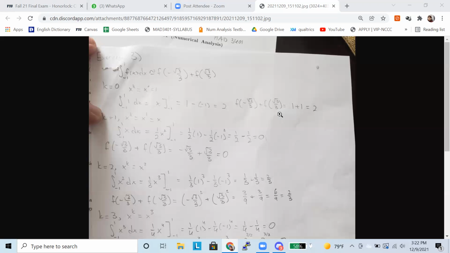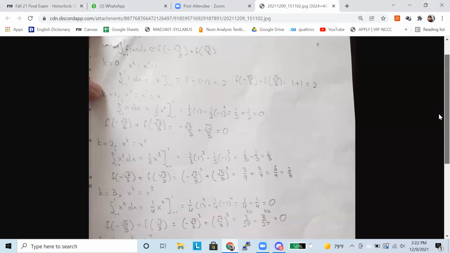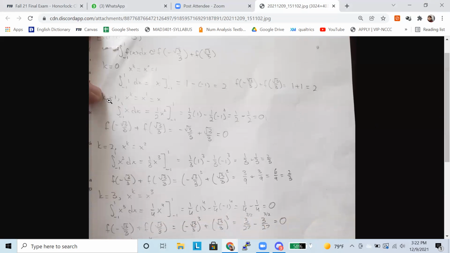Okay, perfect. So yeah, if you look at what he said, with K equal to 0, X to the K is X to the 0, which is equal to 1. So f of negative root 3 over 3 to the 0 plus f of root 3 over 3 to the 0, which is 1 plus 1. Okay, perfect. And that's what's usually going to happen for the first case anyway. Makes sense. So then you go to K equals 1, right?